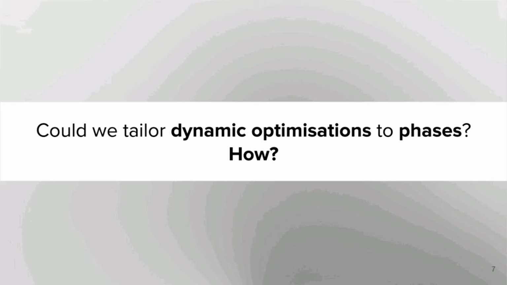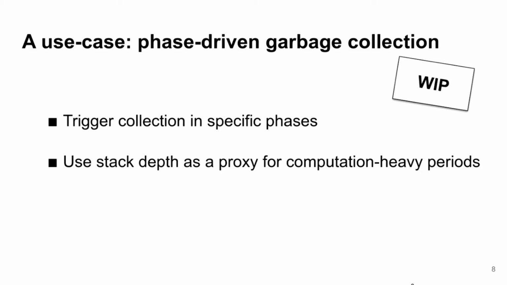To be a bit more specific, I've recently been working on phase-driven garbage collection. It's really an experiment. It's work in progress, you'll see. The idea here is to try to trigger collection depending on the phase you're in. And we're using stack depth to do so, as mentioned in earlier examples. The idea is to try to trigger collection when the stack depth is low, because we assume low stack depth means you have a few live data, and so we could maybe have a performance gain by doing so.